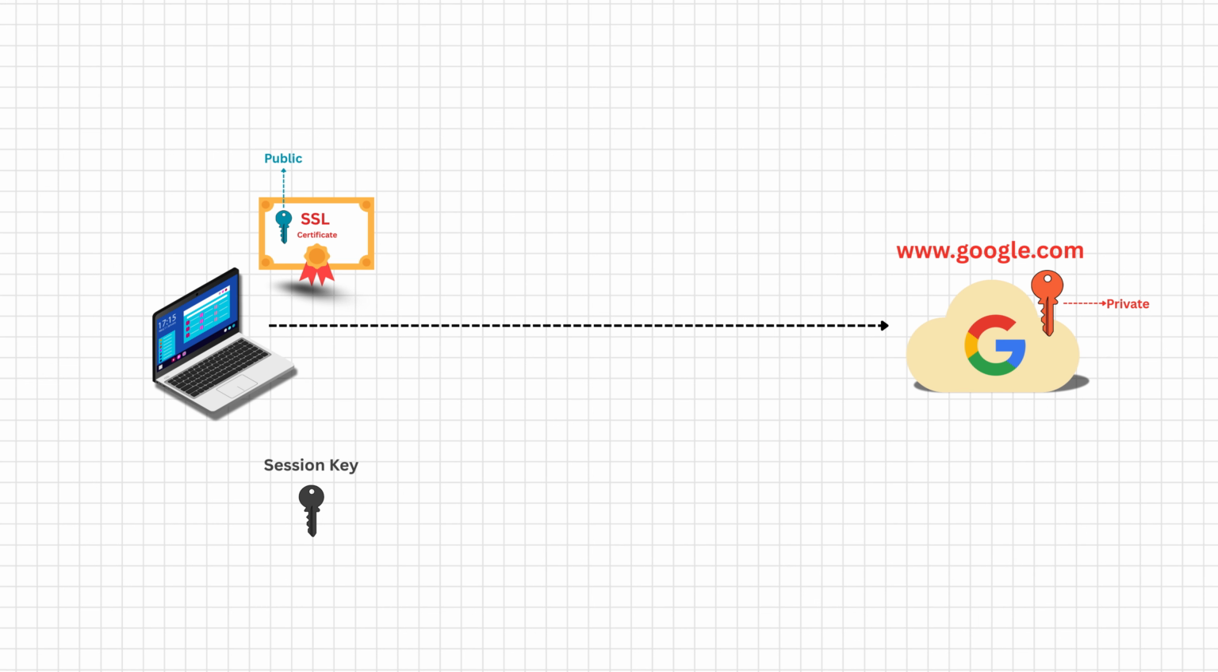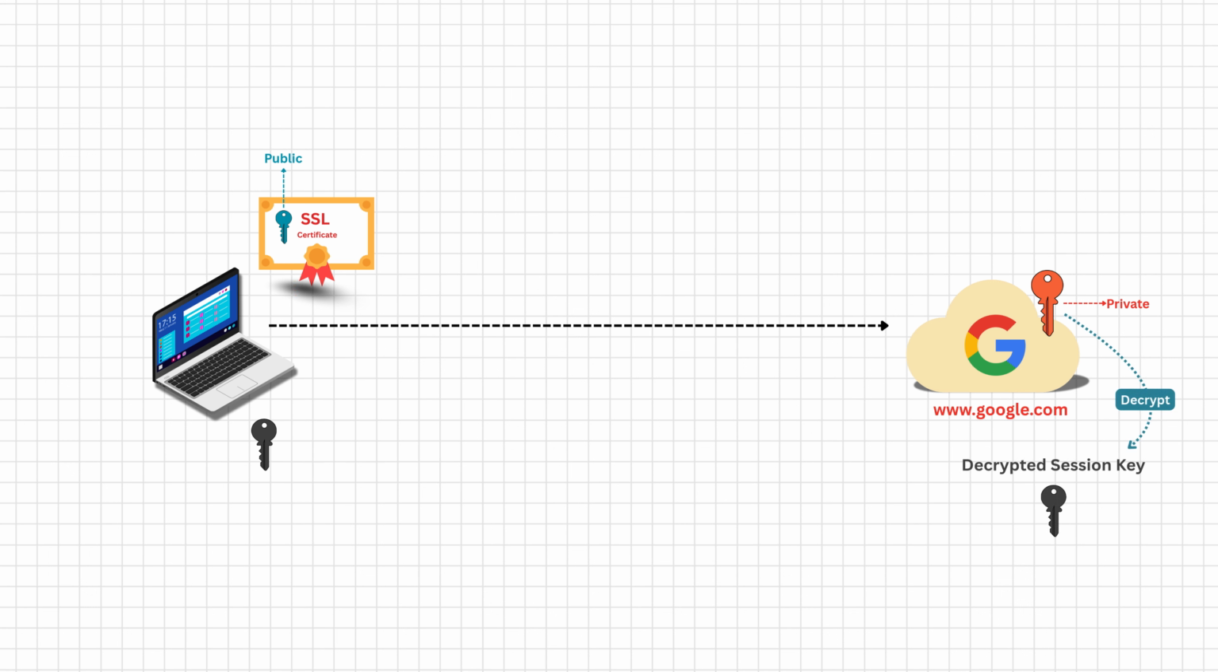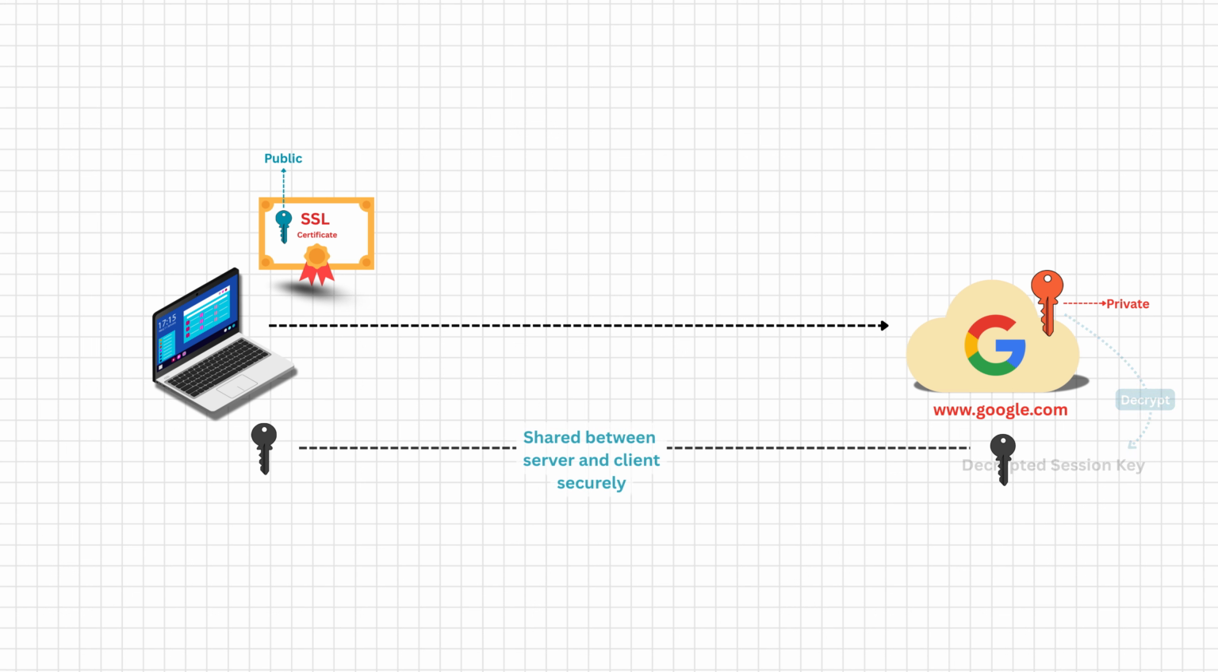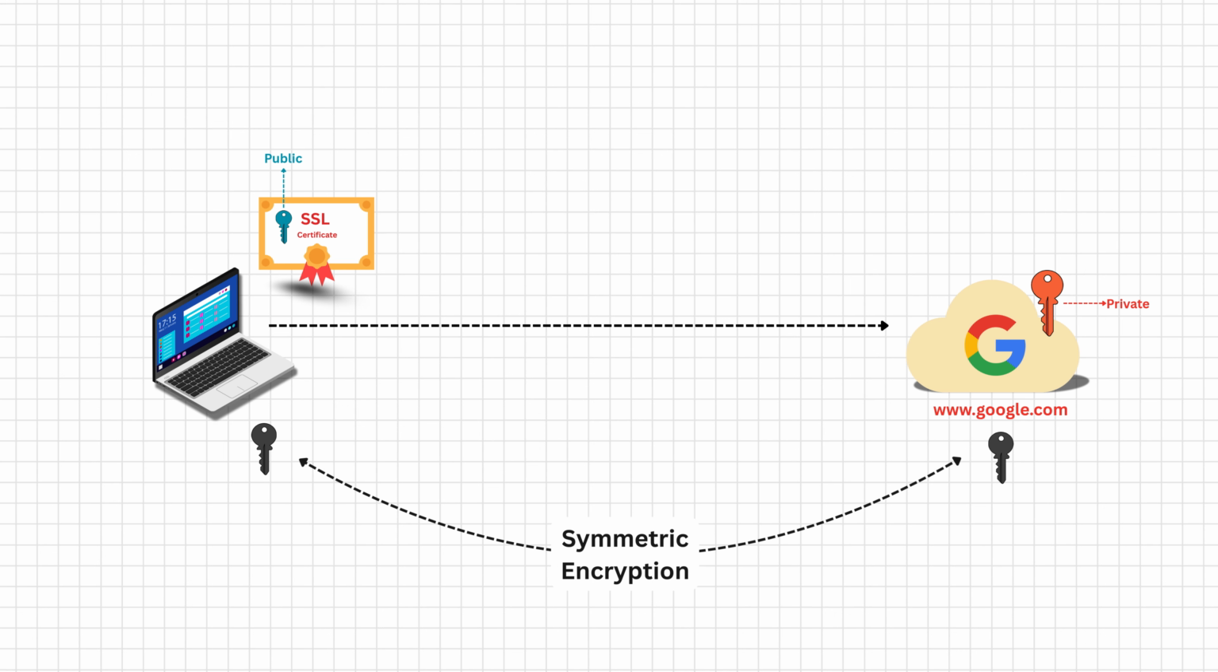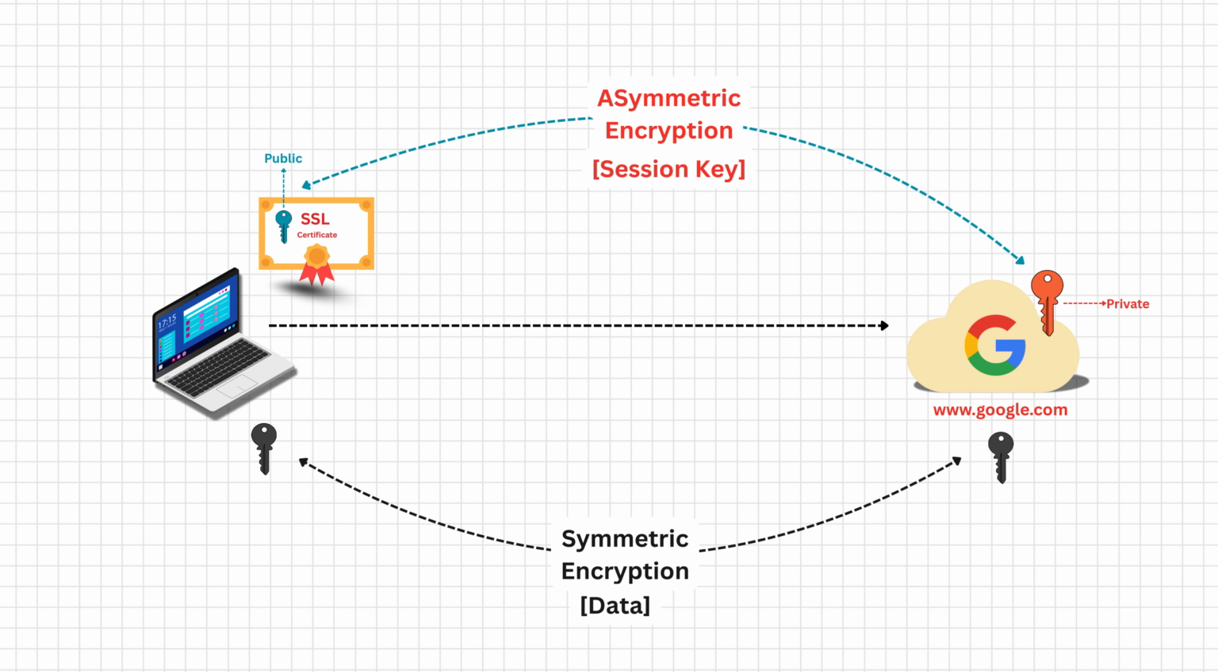To transfer the session key in a secure way, the browser encrypts the session key using the public key. The server has its own private key, so it can decrypt and get the session key. Now the session key is shared between the browser and the server securely. Now the data exchange can happen through symmetric encryption without any security issues. To conclude, encryption on the internet works because these two approaches complement each other. One gives speed, the other gives safety. Together they form the backbone of secure communication online.